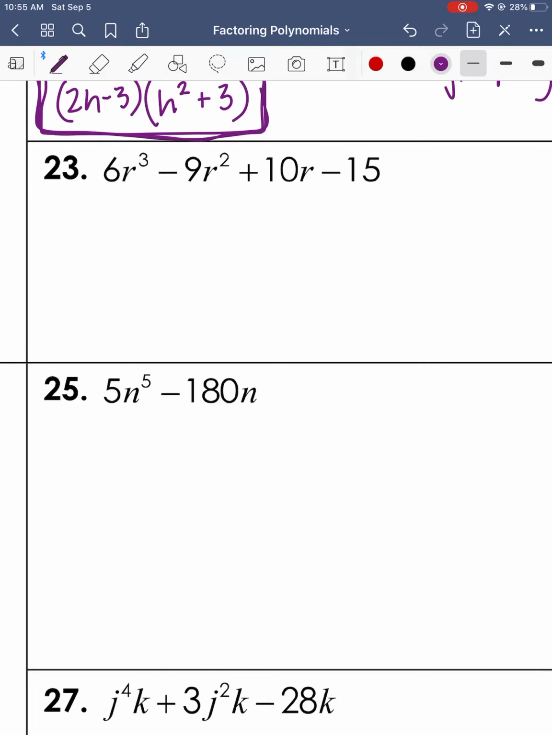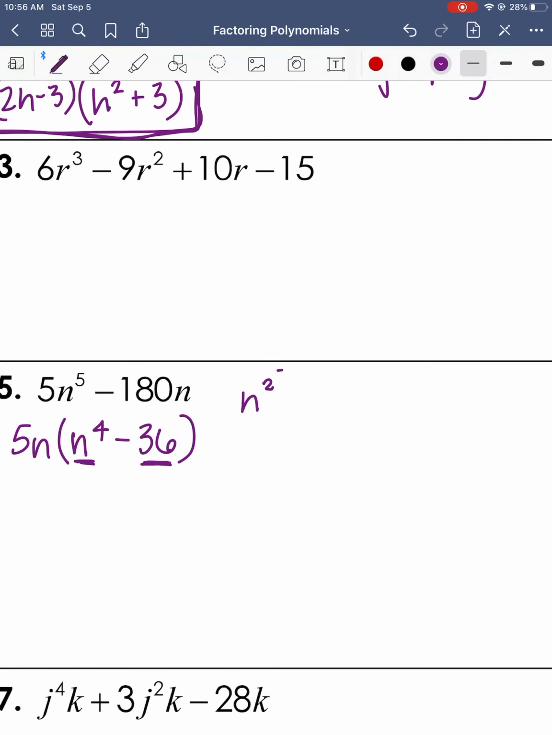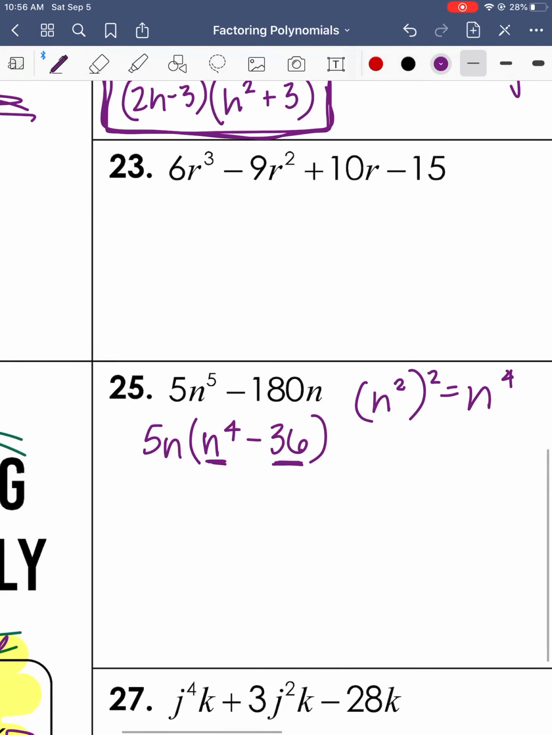So if we factor out 5n from this first term, we'll be left with n to the 4th. And then the second term will be left with minus 36. So 36 times 5 is equal to 180. Okay, and then now you can see that, so this is going to be a big indicator. I think by now you guys would see the number 36 and know, oh, that's a perfect square. I should be looking for perfect squares. And n to the 4th is actually a perfect square too, because if we square n squared, that's n to the 4th. Okay, so we can take the square root of n to the 4th and get a whole number.